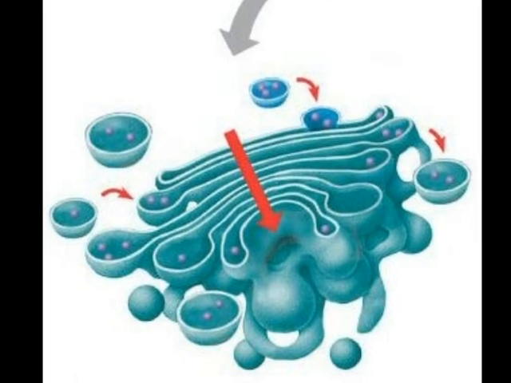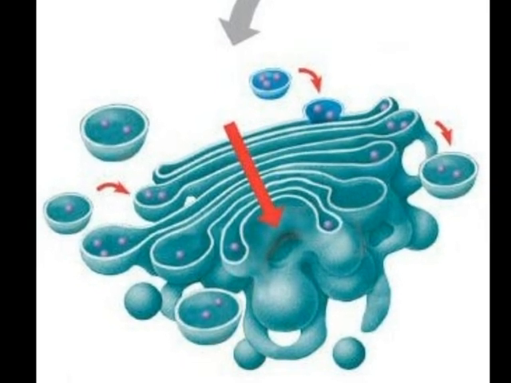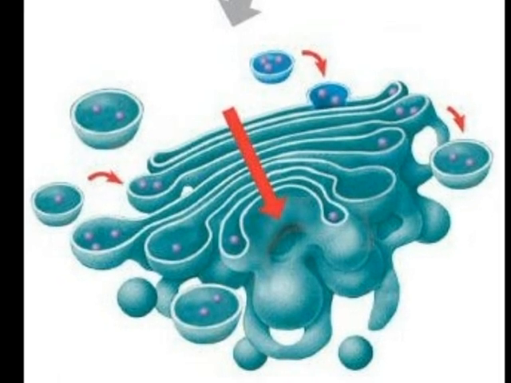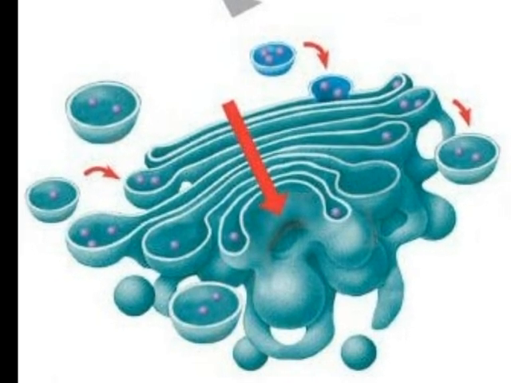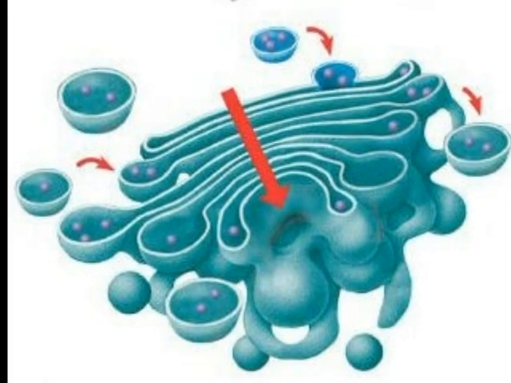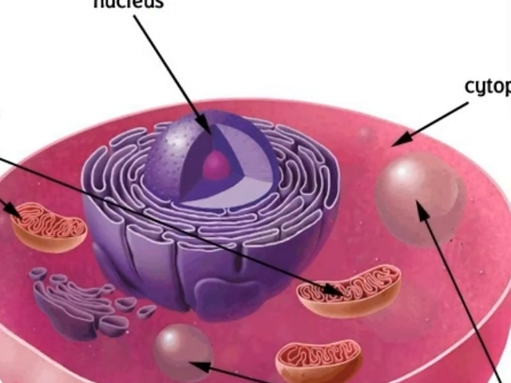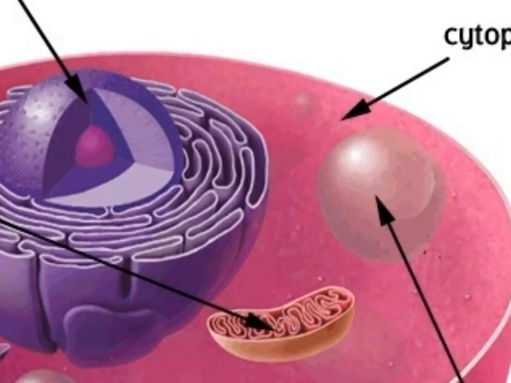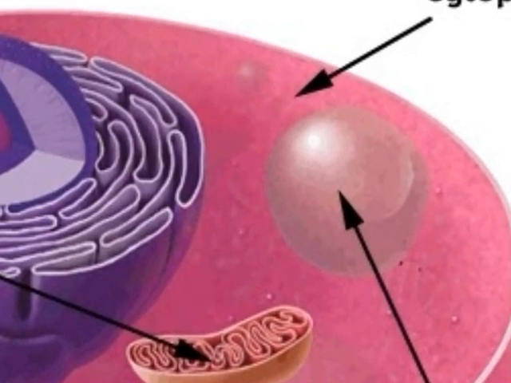There are two types of vesicles: secretory vesicles and transport vesicles. Secretory vesicles transport things outside the cell, and transport vesicles transport things inside the cell. The two large sacs inside the cell are called vacuoles. These store water, sugars, and food.